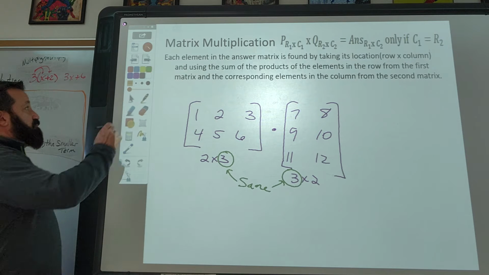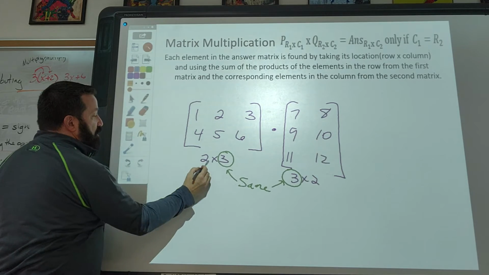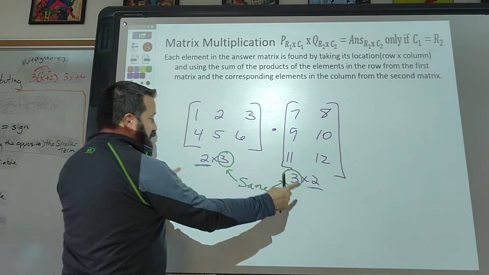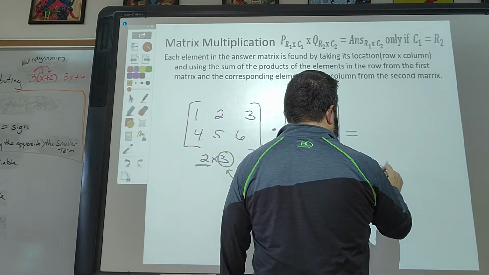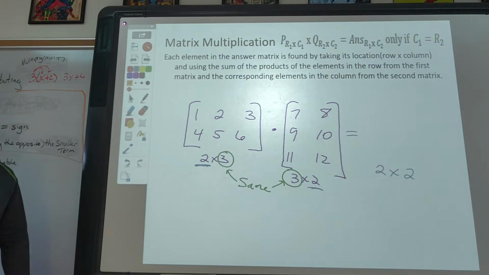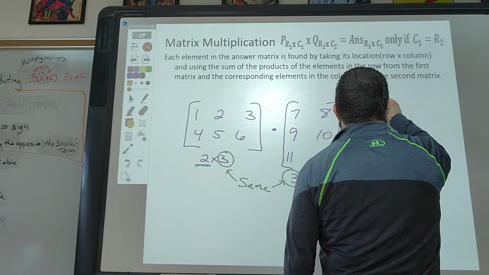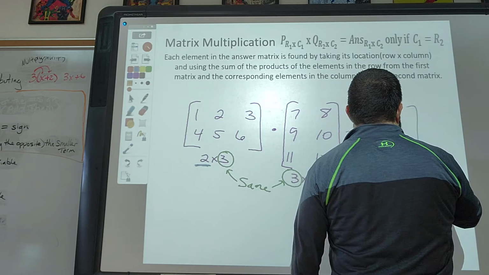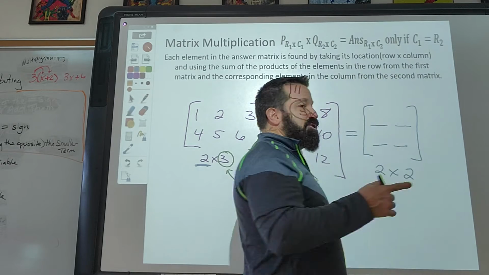The other parts, this 2 here and this 2 here, if you take those two numbers, that actually tells me the dimensions of my answer. My answer is going to be a 2 by 2. Okay? I know it's going to seem really confusing to begin with because you're going to be like, what in the world? Why is that? Well, it has to do with the way matrix multiplication works.